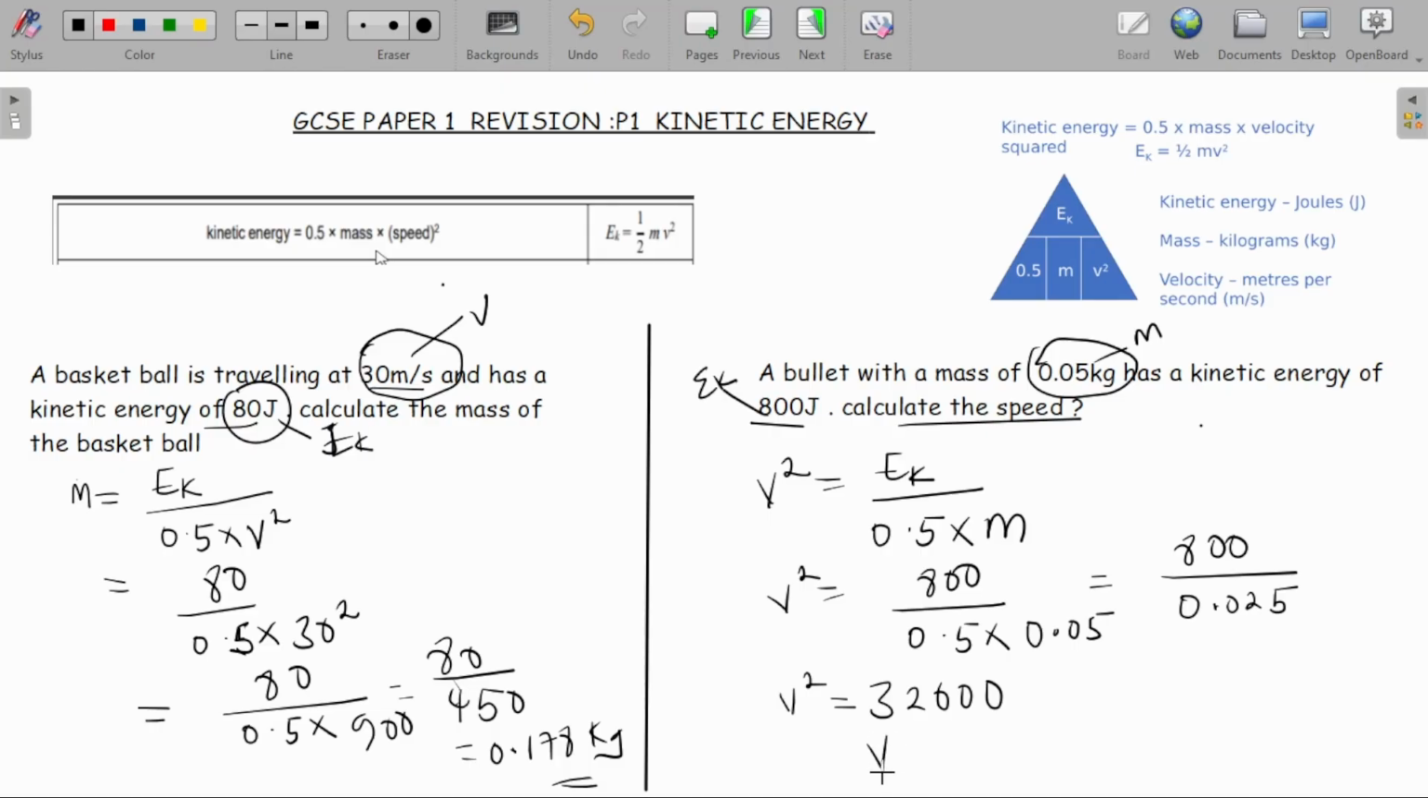Now, to find V, we need to make this a square root. So that's the square root of 32,000, which is equal to 178.885 meters per second.